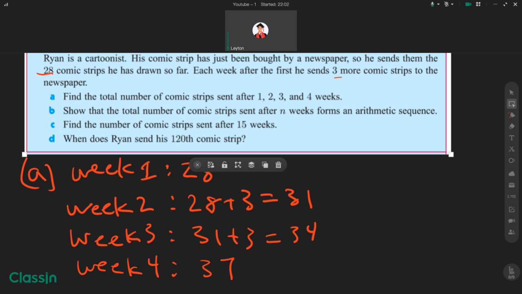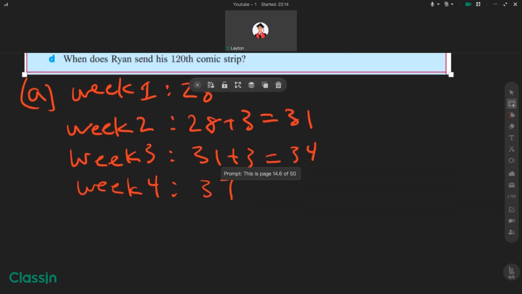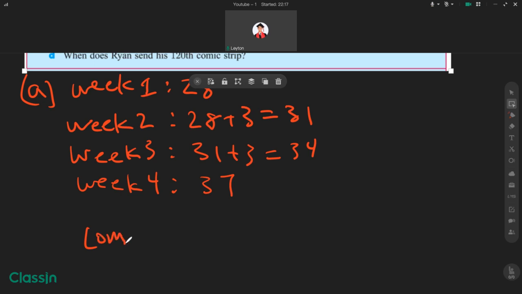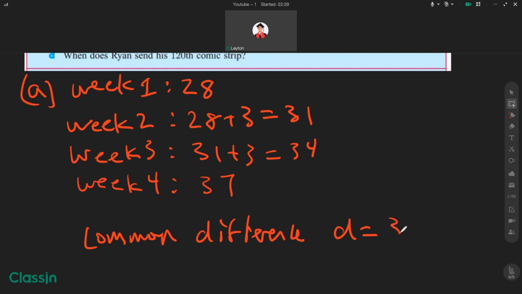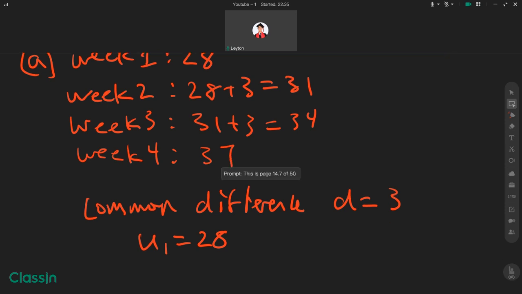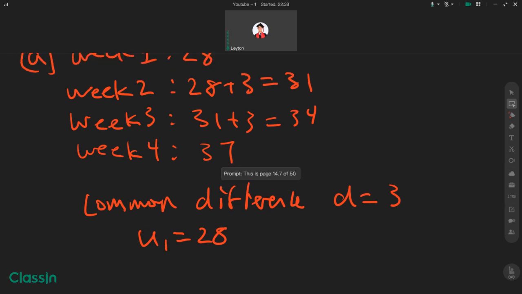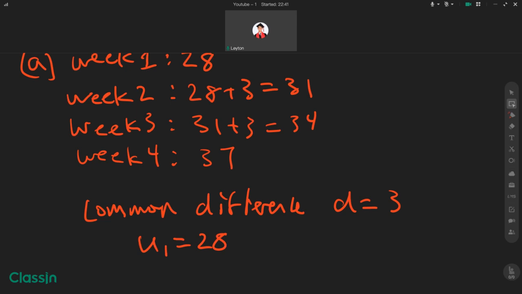Show that the total number of comic strips sent after n weeks forms an arithmetic sequence. Okay. So there's a common difference D. Common difference D is equal to 3, and U1 is equal to 28. That's basically it. You can write a bit more, but it's not going to pop up in an exam.